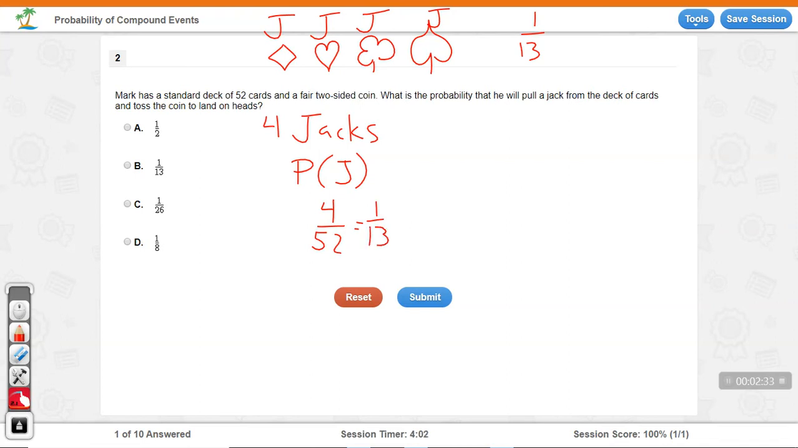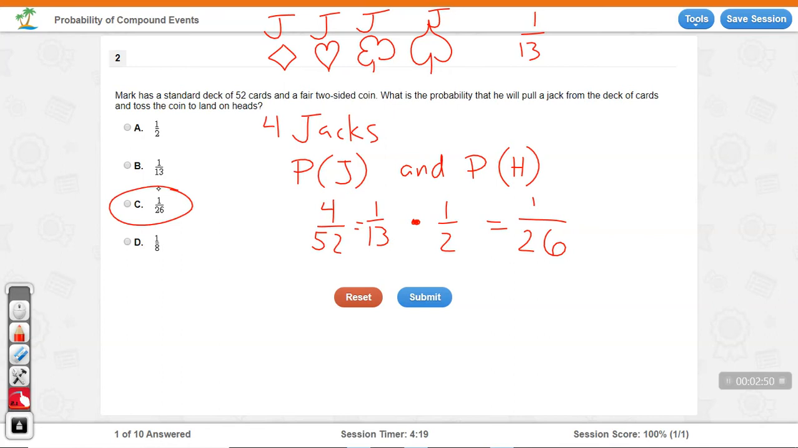All right? Now we want the probability of jack and the probability that the coin will land on heads. Well, and means multiply. Heads is 1/2. And therefore we can multiply these two together. 1 times 1 is 1. And 13 times 2 is 26, giving us 1/26 for our compound probability there.